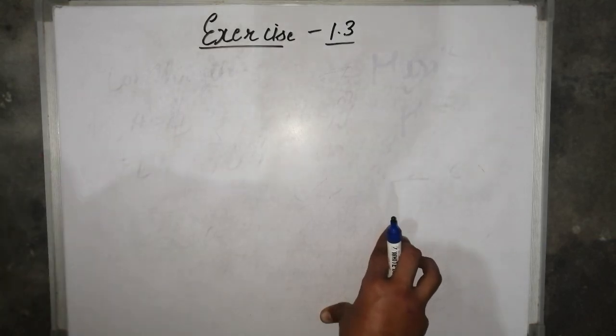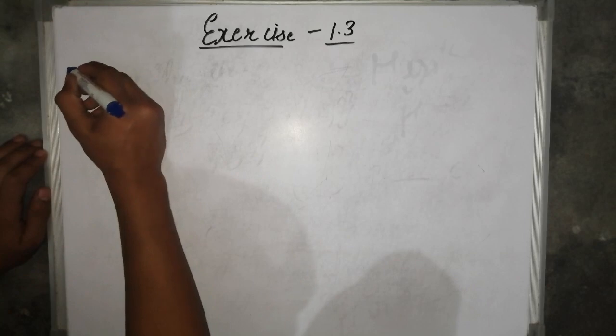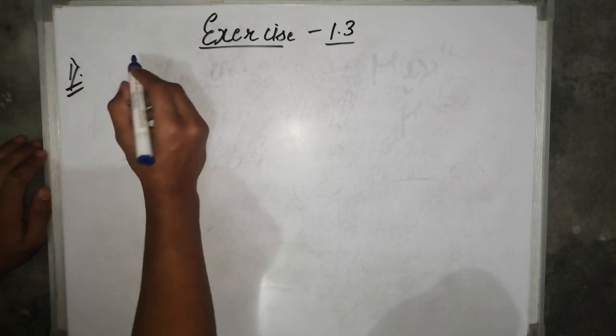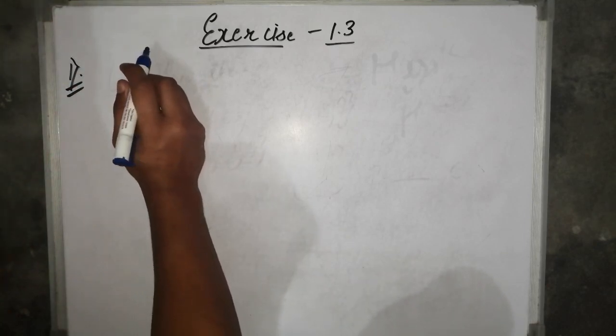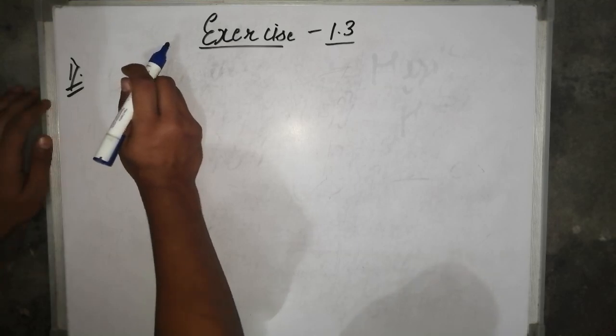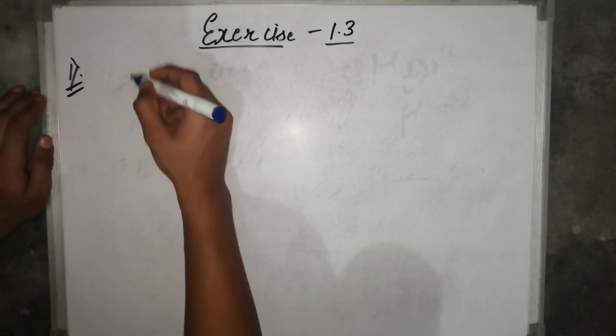So let's begin. Our first question is: make a correct statement by filling in the symbols subset or not a subset in the blank spaces.